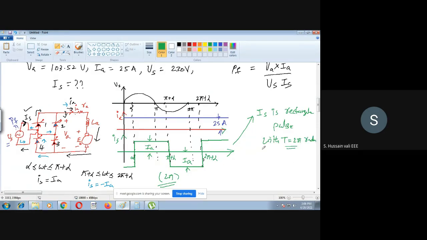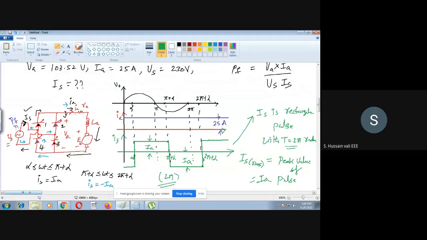So what is the RMS value of a rectangular pulse? I will write directly because you can find out yourself. The RMS value of IS is equal to the peak value of the pulse. You find out yourself the RMS value of this pulse for this time period 2 pi. Then you will know the RMS value is exactly the same as the peak of this pulse. What is the peak of this pulse? That is nothing but IA.